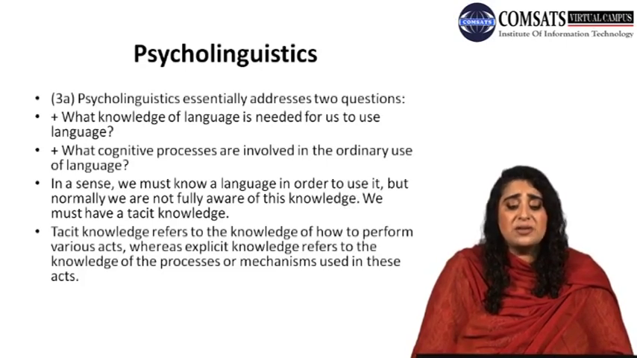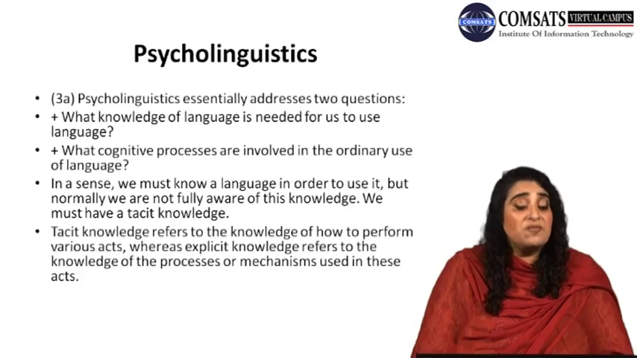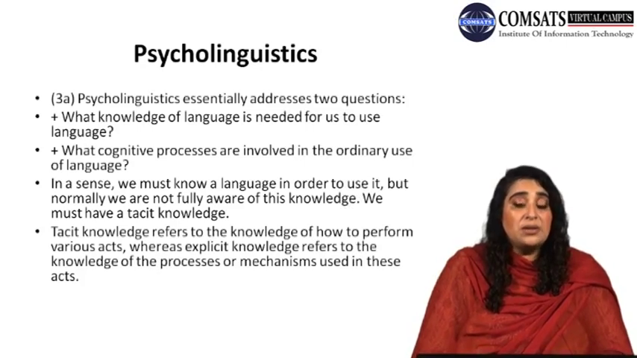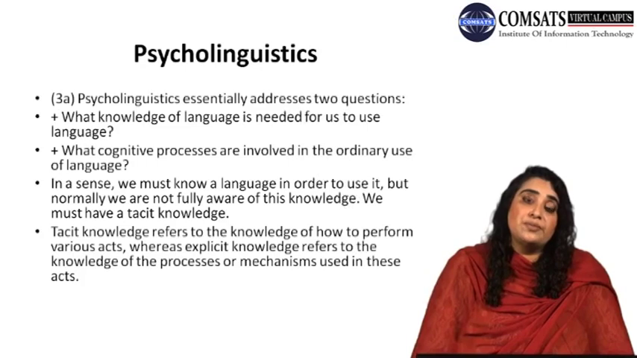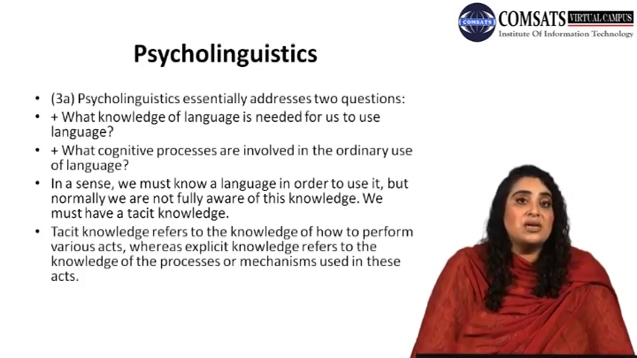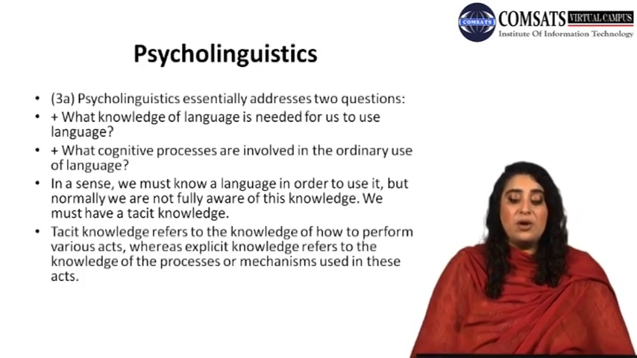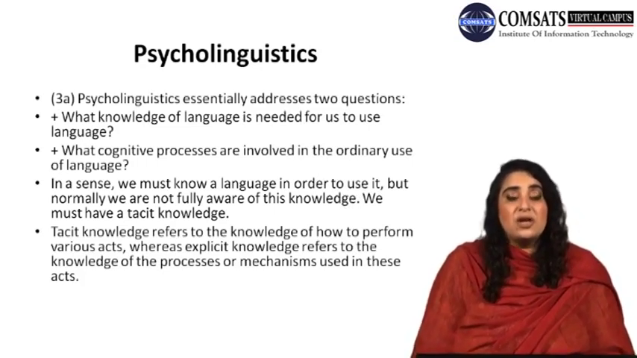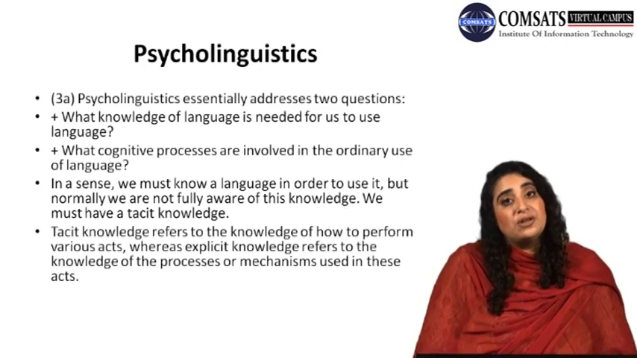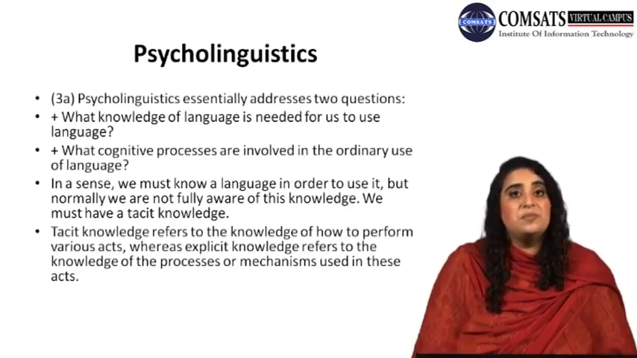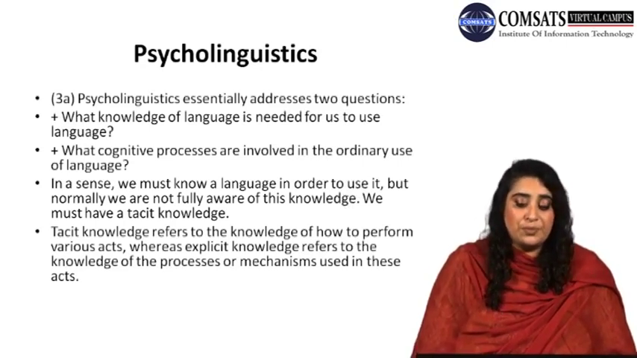What cognitive processes are involved in the ordinary use of language? Then which cognitive processes are there that we use in the ordinary use of language? That's important also. Now, in a sense, we must know a language in order to use it. Until we know the language, have the knowledge, we cannot use it. Like if I want to learn, let's say French, I cannot start using that language until I know the meaning of the words I'm using.